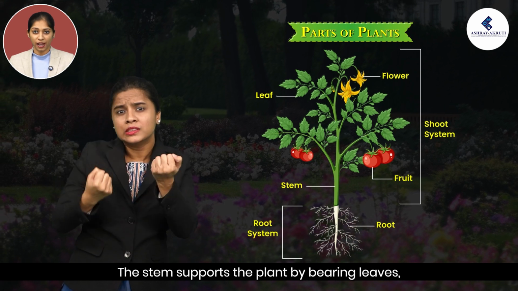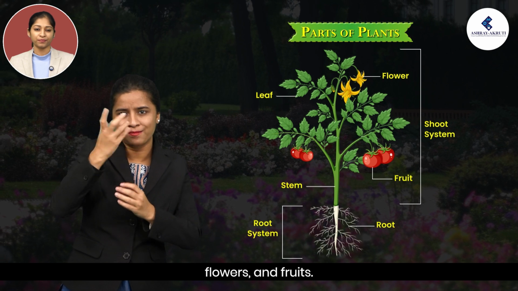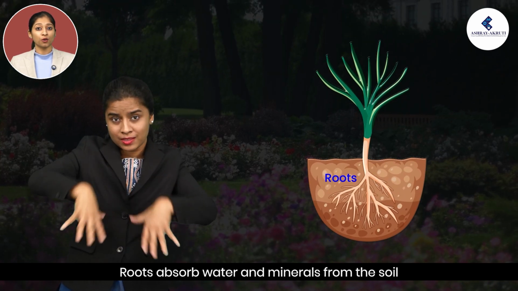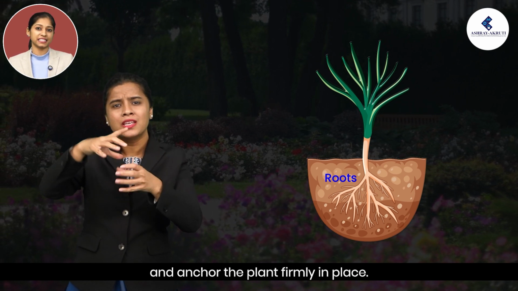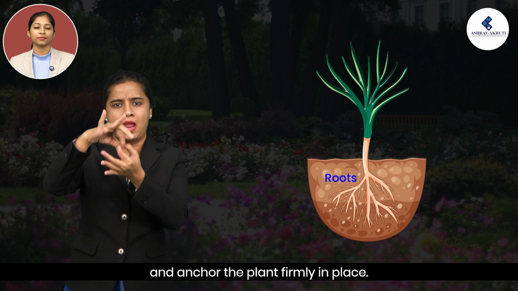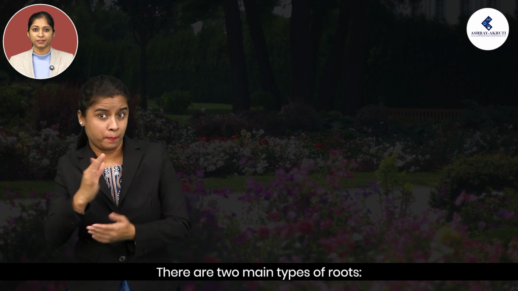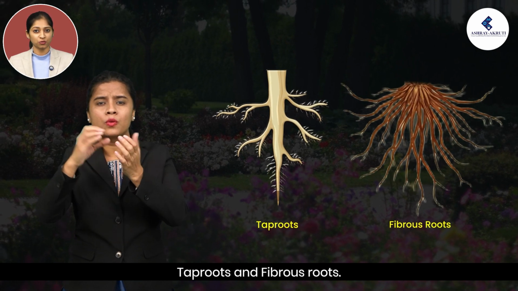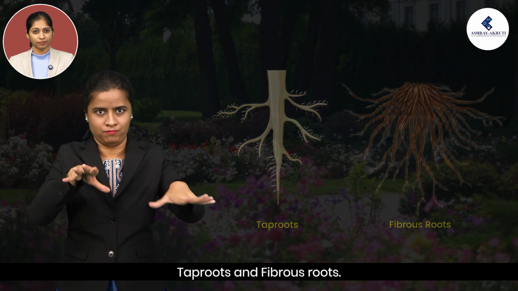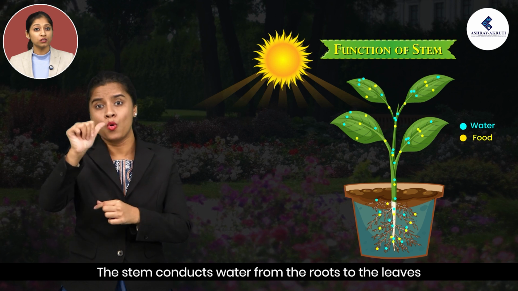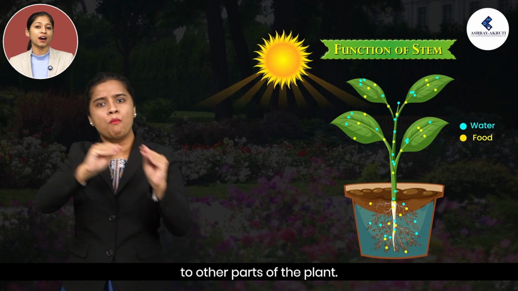This stem supports the plant by bearing leaves, flowers, and fruits. Roots absorb water and minerals from the soil and anchor the plant firmly in place. There are two main types of roots: tap roots and fibrous roots. The stem conducts water from the roots to the leaves and transports food from the leaves to other parts of the plant.